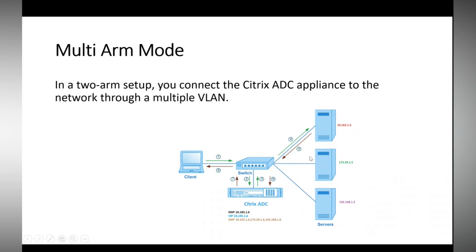So you need to do the config. There is no specific configuration for all these things. You just need to work on the routing part, how you will route the traffic, how you are going to do the routing for all these configurations. That's it. Okay, so this is how we refer to 1-arm, 2-arm and multi-arm mode.